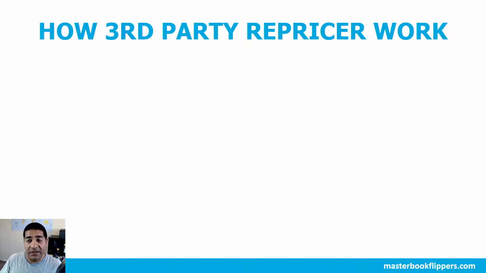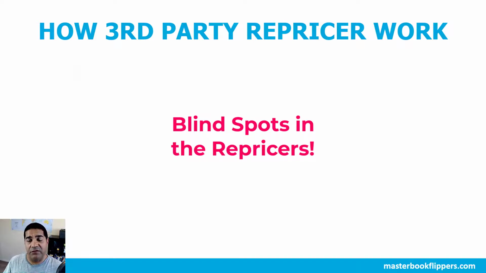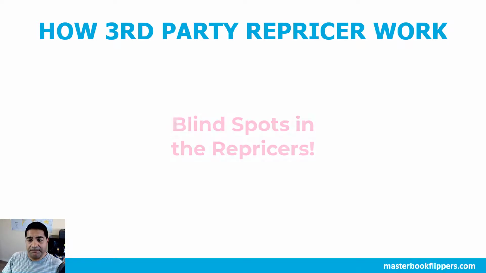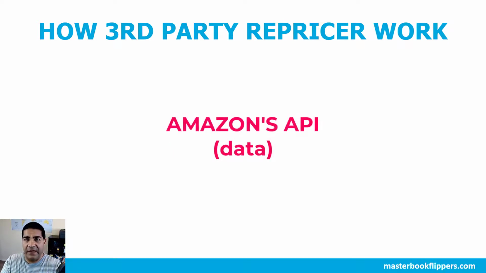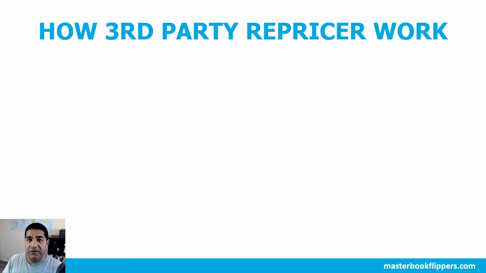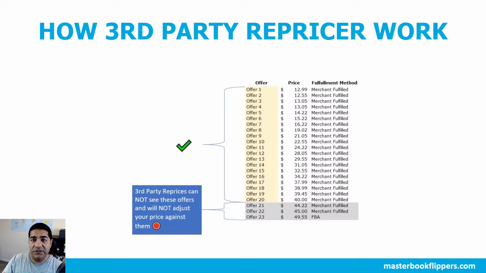All right, and the other big significant issue is there are blind spots in the repricers. What I mean by that is they all use Amazon's data, Amazon's API, and they supply the third-party software with this information. But for whatever reason, Amazon doesn't want to give them all the data. They only give them some of the data. So this isn't really the repricer's fault or anything. It's just the world that we live in having to deal with Amazon, and this is what they've chosen to do. So what they do is they supply you with the 20 lowest prices on a particular offer.